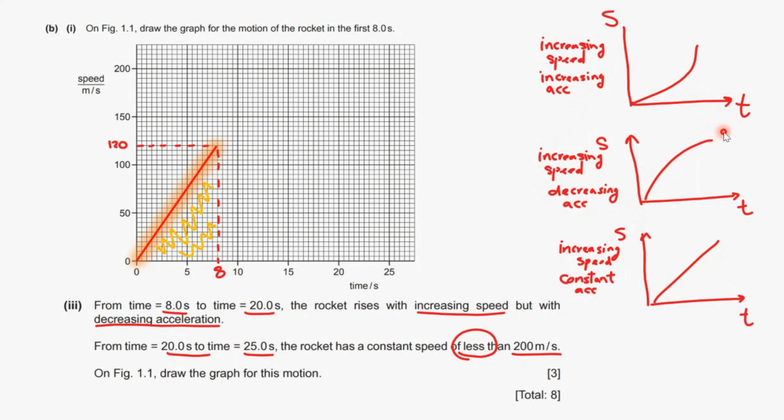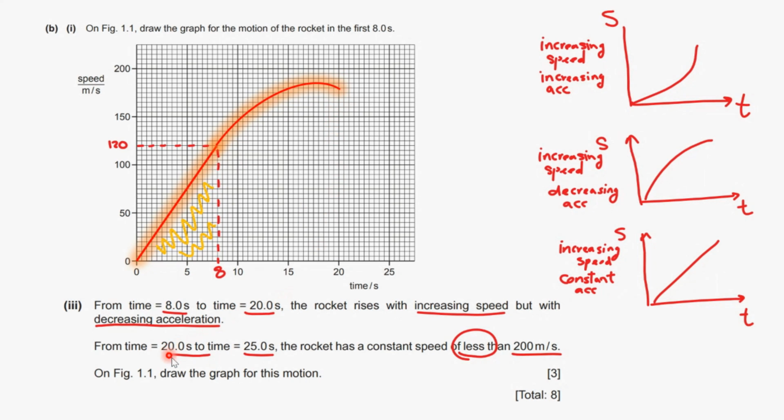It must be a curved line, so from 8 to 20 seconds, I have to draw the curved line in this way. And keep in mind that the speed must be less than 200 meters per second when we draw from 20 to 25. So when you draw from 8 to 20, please draw the curved line in this way, but slightly less than the 200 meters per second for the speed.